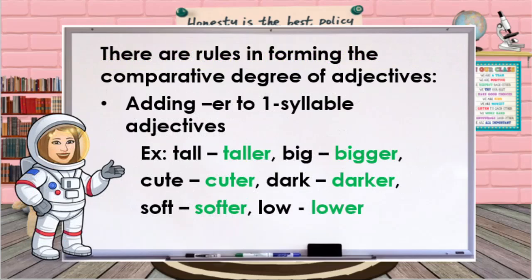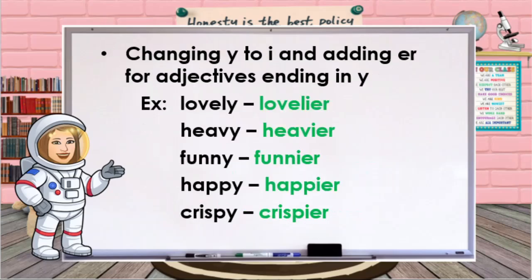There are rules in forming the comparative degree of adjectives. The first rule is by adding the letters ER to one-syllable adjectives. Examples: tall, taller; big, bigger; cute, cuter; dark, darker; soft, softer; low, lower. The second rule is by changing Y to I and adding ER for adjectives ending in letter Y. Examples: lovely, lovelier; heavy, heavier; funny, funnier; happy, happier; crispy, crispier.